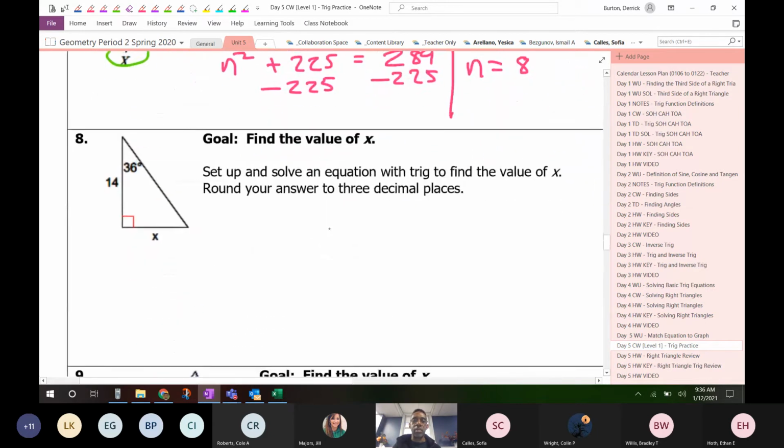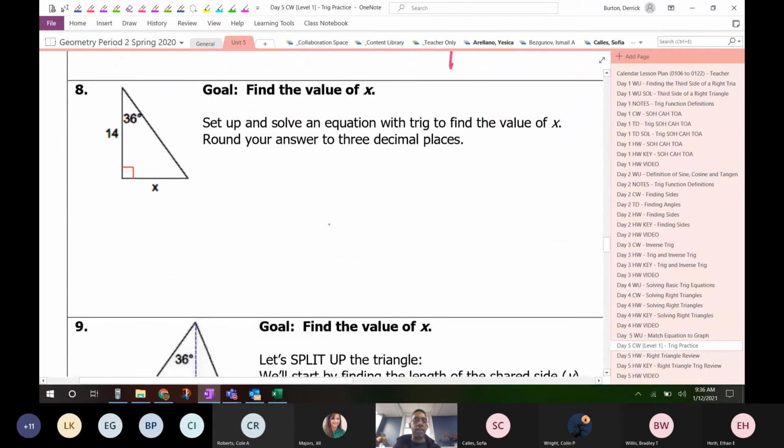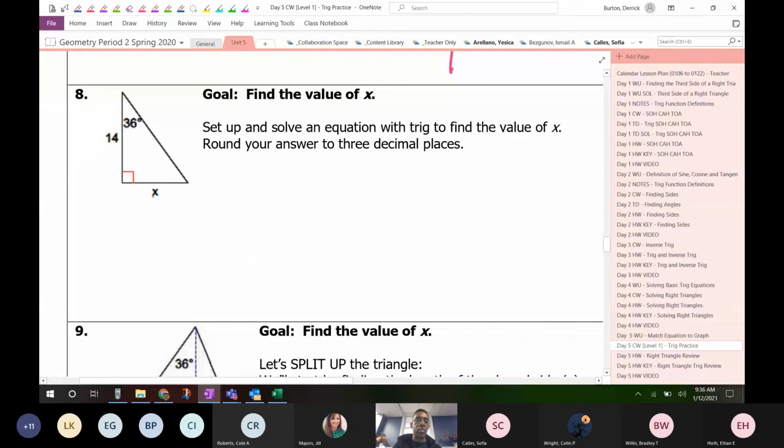Okay. Look at number 8. We are finding x. Can't do the Pythagorean theorem. So here's the hypotenuse. Circle the angle. Draw your arrow. This is the opposite side. The other side is adjacent. Okay, let's go SOHCAHTOA.